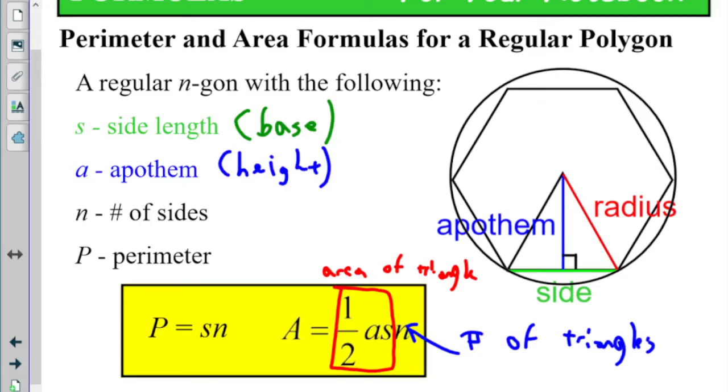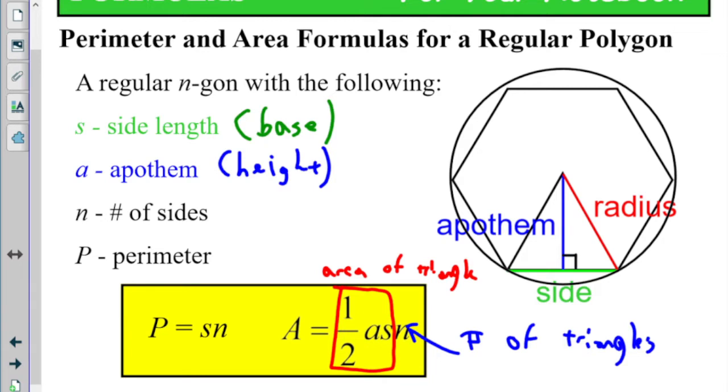So yesterday we determined our formula for the area of any regular polygon with any number of sides. We based it on our area of a triangle formula. We took our shape that we didn't know how to find the area formula for and turned it into a bunch of triangles that we do know how to find the area of. So the side length formed the base of the triangle.